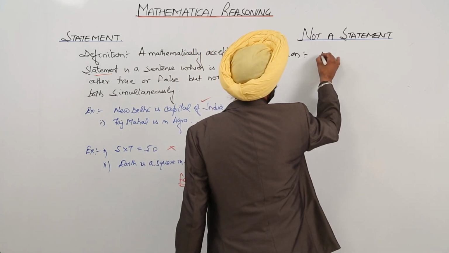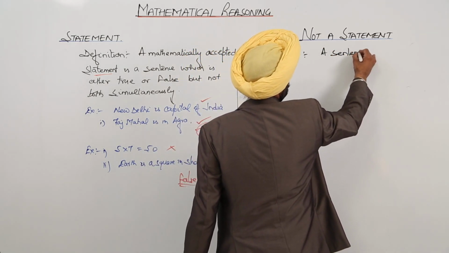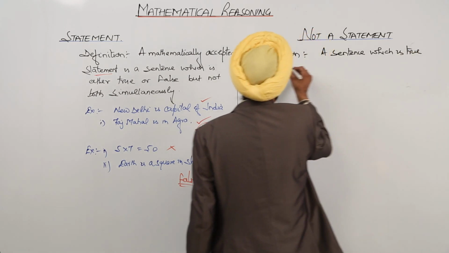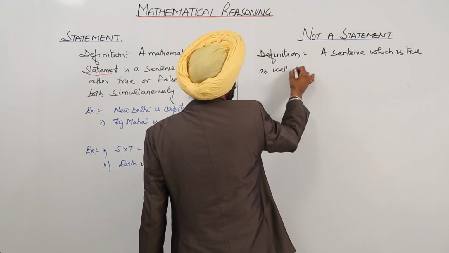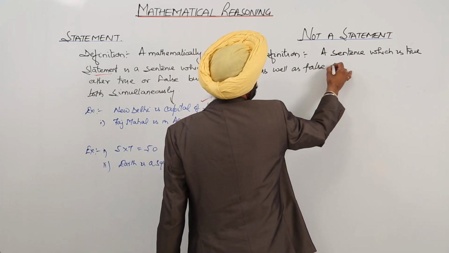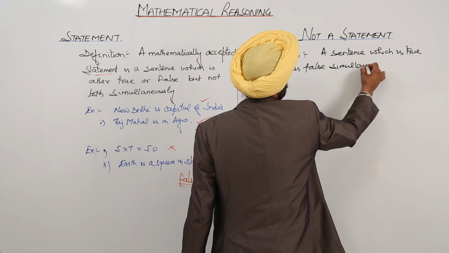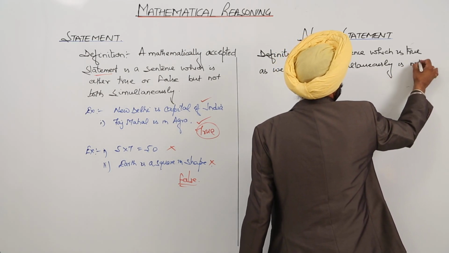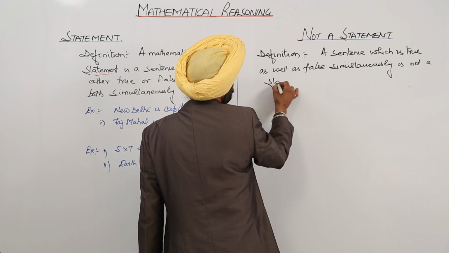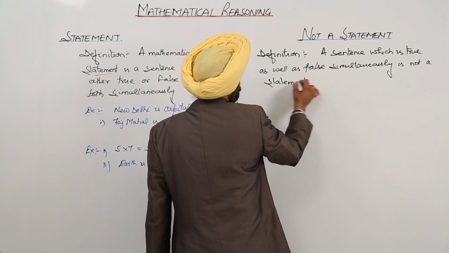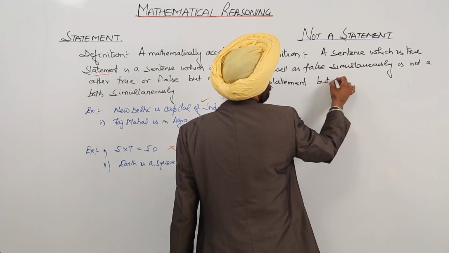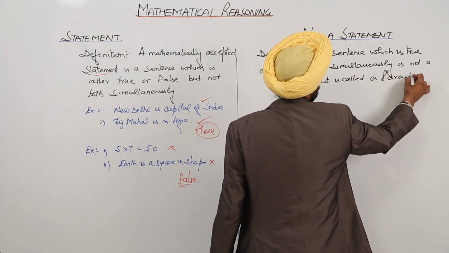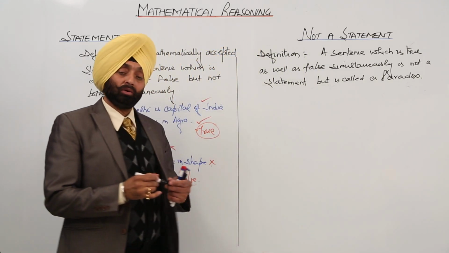Okay, now a sentence which is true as well as false simultaneously is not a statement but is called a paradox. Okay, now let's go for some examples.